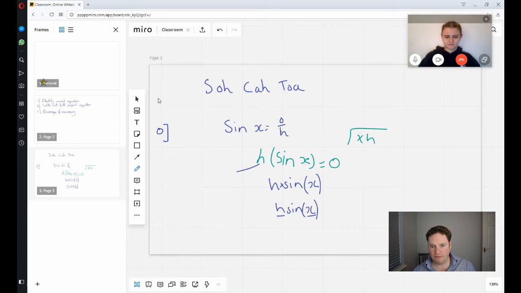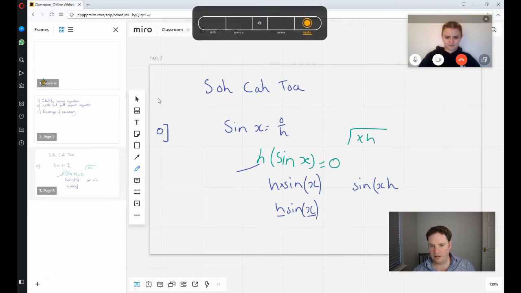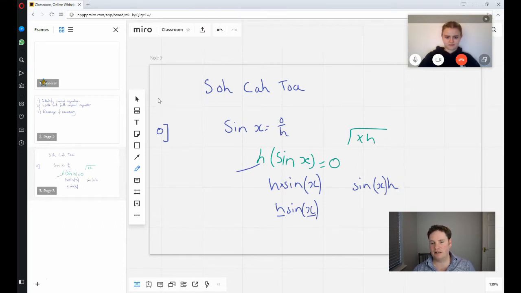So for example, if you wrote sine xh, that's a dangerous thing to write because you don't know what's going in the function. Is it all going in the function? Or is it only the x going in the function and then it's been times by h? If you write h at the beginning, like that, then it will work. If you want to keep the brackets in, that's fine as well. So we've done one rearrangement and we've got h sine x equals opposite.